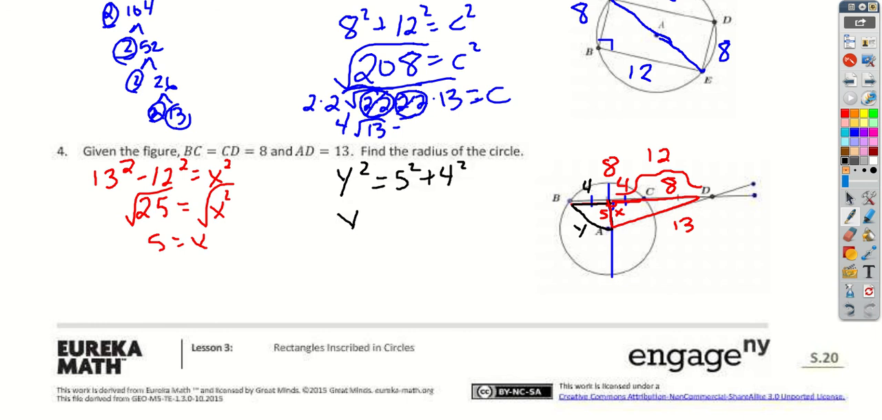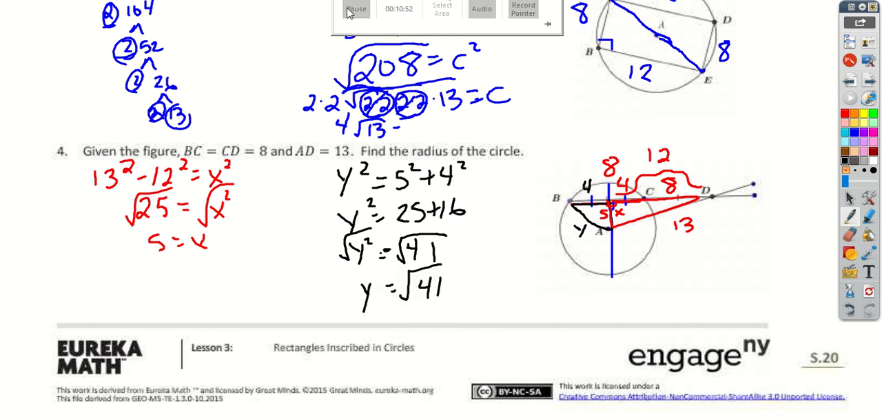So y squared is 25 plus 16, which is going to be 41. And I don't believe that actually breaks down. I believe that is prime. All right, and y is equal to the square root of 41. All right, okay. On to the next page.